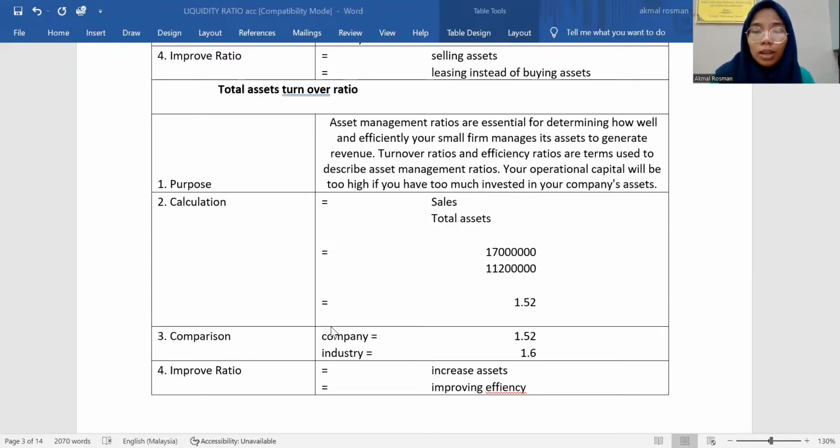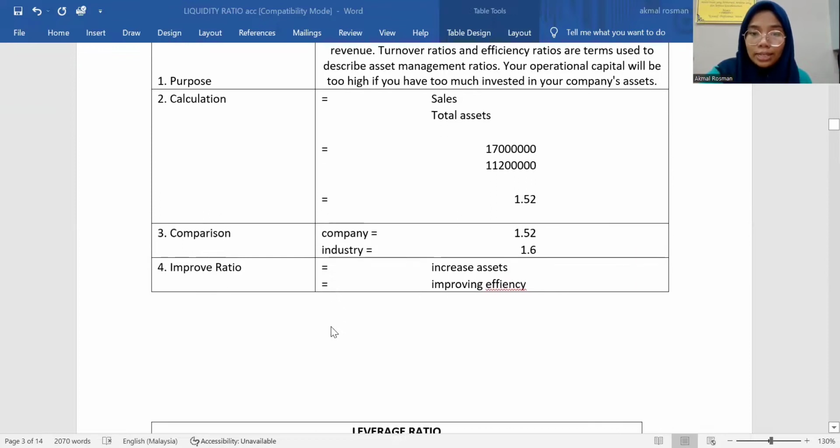Compared to industry, industry has a slightly higher ratio than Hikmabati, which is 1.6. So to improve the ratio, Hikmabati can increase assets or improve the efficiency of the use of the assets.